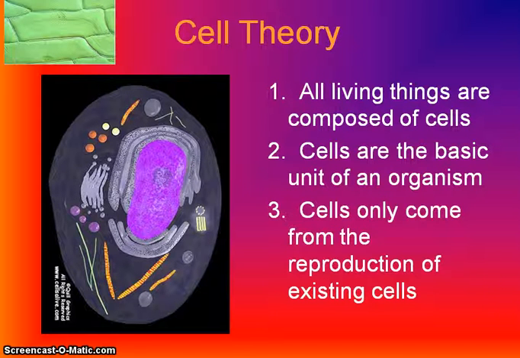Theodor Schwann, who was a geologist, said that animals were made of cells, and then Virchow, who was a physician, said that cells have to come from other cells. So the combination of all of their work gave us this cell theory. And the three main parts are that all living things are composed of cells, cells are the basic unit of an organism, and finally, cells come only from the reproduction of existing cells.